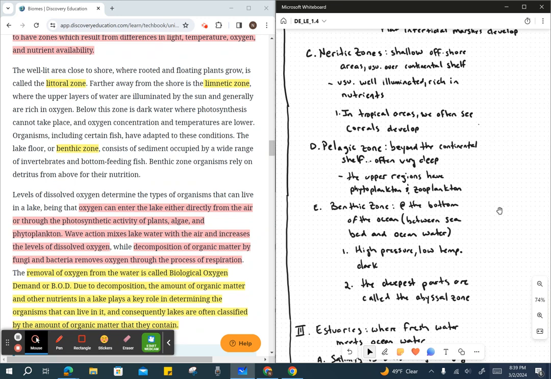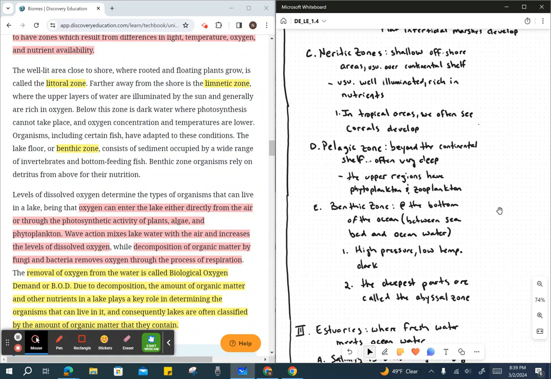They tend to be rich in nutrients. They're well illuminated. In tropical areas, if you get closer to the equatorial line, you'll see corals that are developing in those areas. Now, there's another zone called the pelagic zone, and this is getting into the deeper ocean. So if you go beyond the continental shelf, all of a sudden it'll drop off. The water gets very deep.